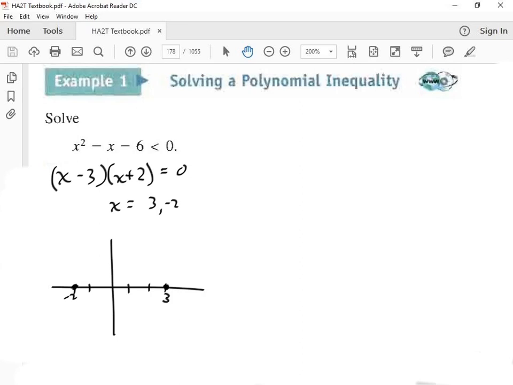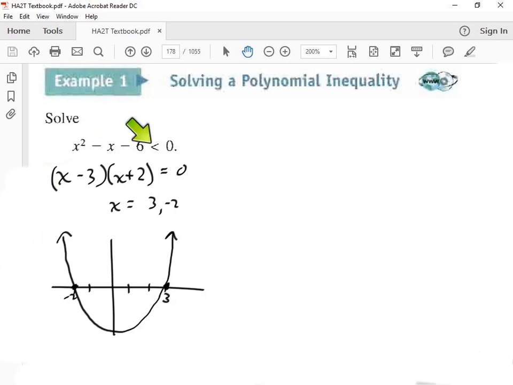Now, if I were to graph this quadratic equation, I know that we're not going to go up and down like this because it's not negative. It's a positive one. The leading coefficient is positive, so I would do something like this, and it would go through both x-intercepts. This graph represents this quadratic, right? So the question is, where is this less than 0? Between negative 2 and 3.